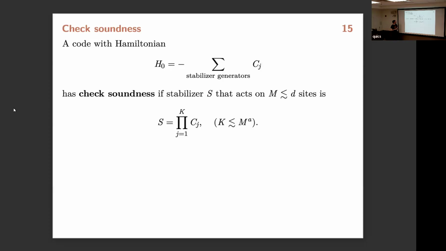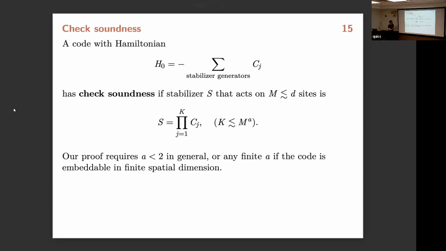That's okay. But I say that the code has check soundness if all elements of the stabilizer group that act on some number m of sites, which is smaller than the code distance, are products of a relatively small number of the elements of H naught themselves. In particular, we'll demand that K, the number of terms in this product, scales at most polynomially with m, the number of sites on which the stabilizer acts.